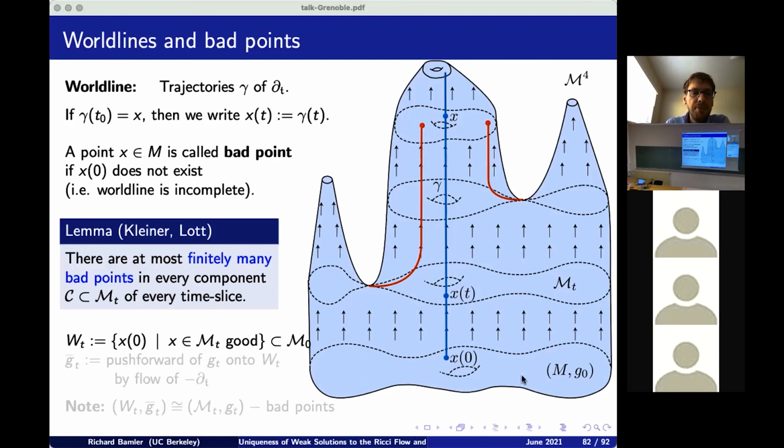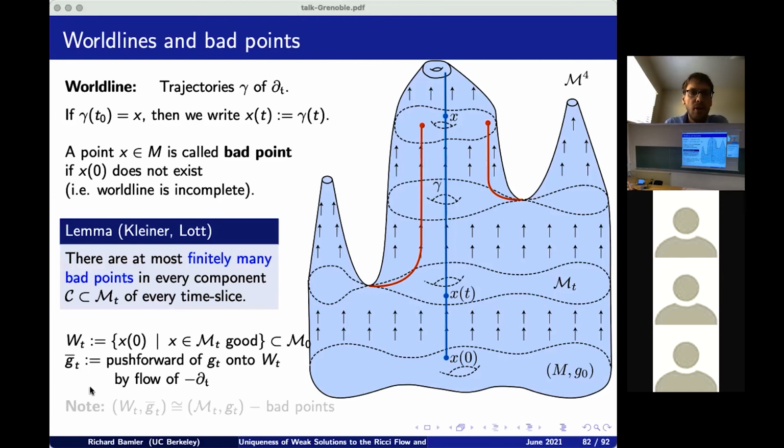Okay, so this is an open subset, and then I can also push forward the metric gt. So this is the metric gt that's defined here. I can push it forward via the flow of minus del t, to become a Riemannian metric on Wt. Okay? So I'm going to call this G bar T.